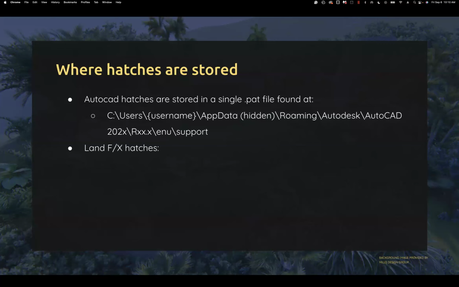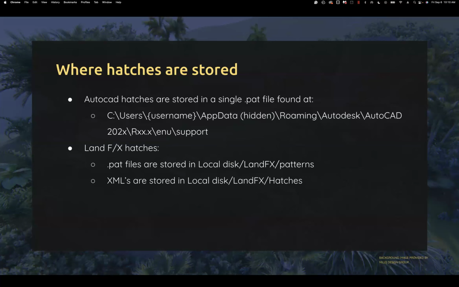We've simplified things greatly, but there are a few things you want to be aware of. All of the .pat files are going to be stored in our Land Effects patterns folder. So that's pretty straightforward. XMLs are going to be stored in the Land Effects hatches folder. And then lastly, the slides are going to be stored in that same hatches folder, but within their respective library.